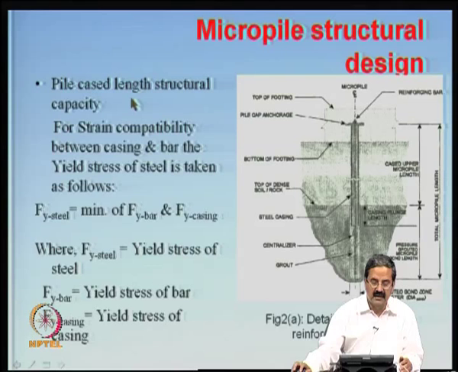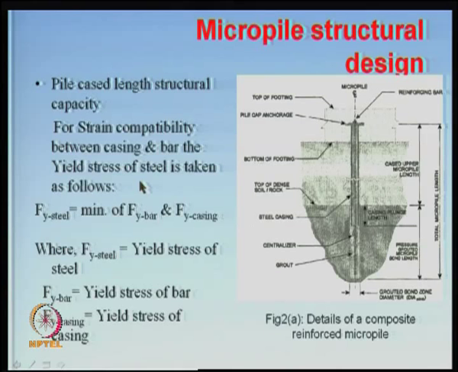Say, for example, if you have a casing here as a micropile for the main member, what we do is assume some sort of strain compatibility between the casing and the bar. The yield stress of the steel, Fy steel, is the minimum of Fy bar and Fy casing.